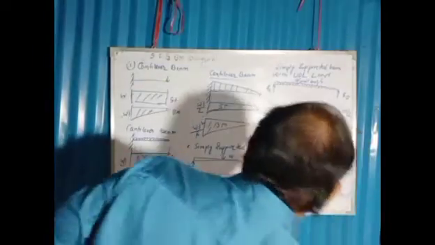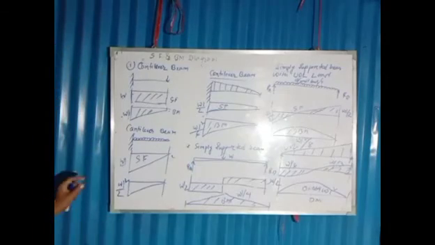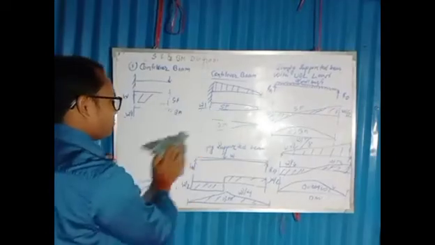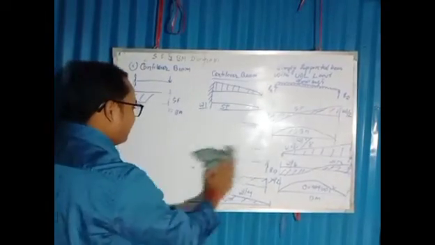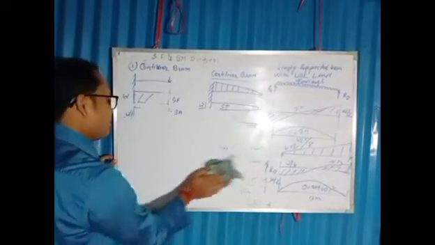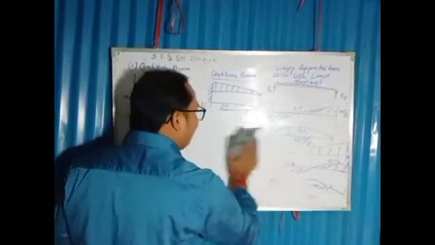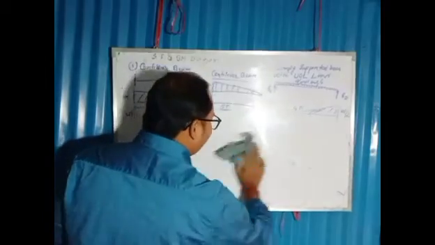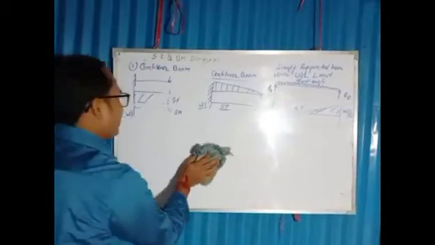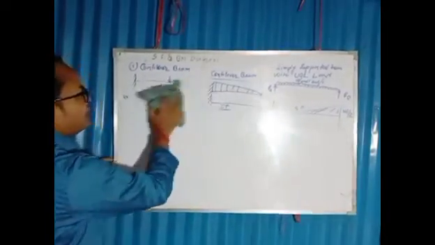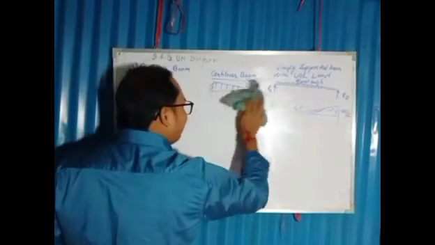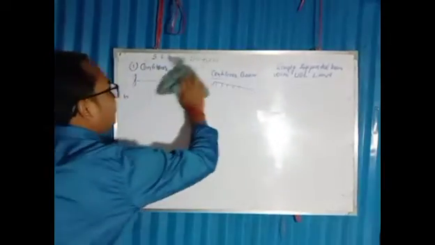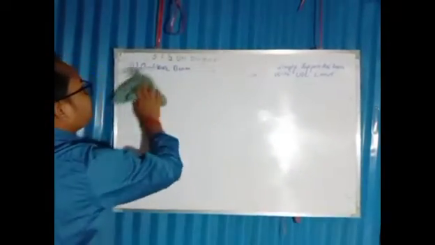Next, a very vital and important rule: for any type of beam, where the shear force changes sign, at that point the bending moment will be maximum. The bending moment diagram will be either a triangle or a parabolic flow.